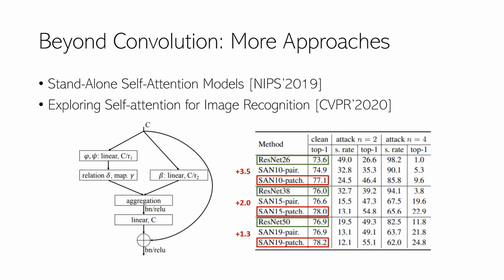Recently, these kinds of networks have been improved to beat ResNet of different depths by a large margin. Such networks also show more robustness to adversarial attacks than convolution networks.